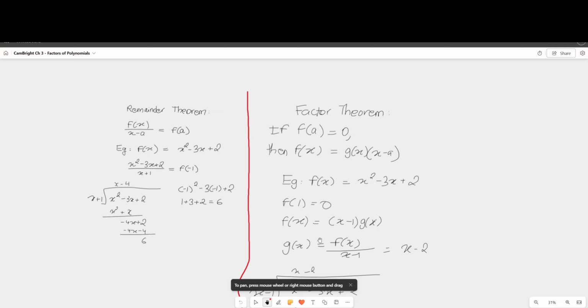Hello everyone and welcome to the Cambridge A-Level Math course for Cambridge CIE 0606. Today we will be covering chapter 3, factors of polynomials.